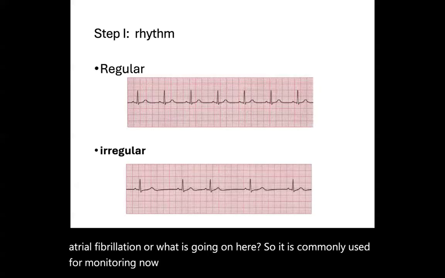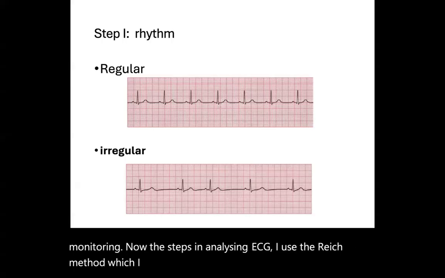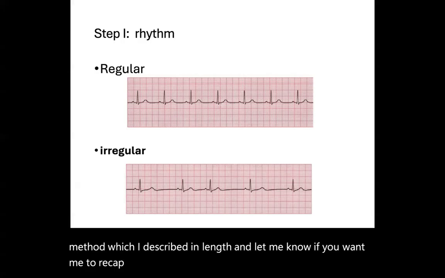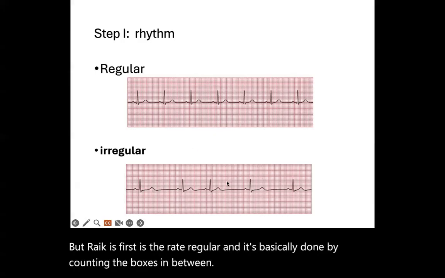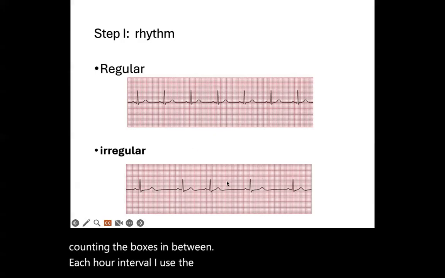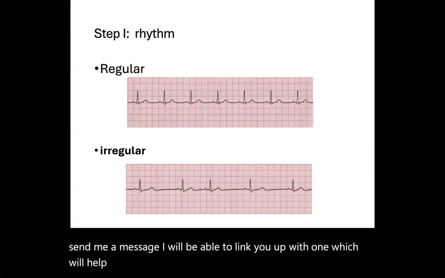Now, for the steps in analyzing an ECG, I use the RAIC method, which I described at length, and let me know if you want me to recap that. RAIC starts with: is the rate regular? It's basically done by counting the boxes in between each R-R interval. I use the ruler. I have an ECG ruler, and if you send me a message, I will be able to link you up with one, which will help you quickly check at a glance.